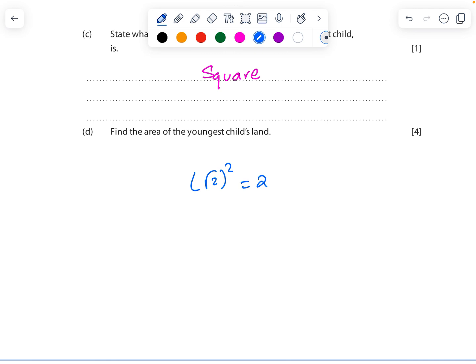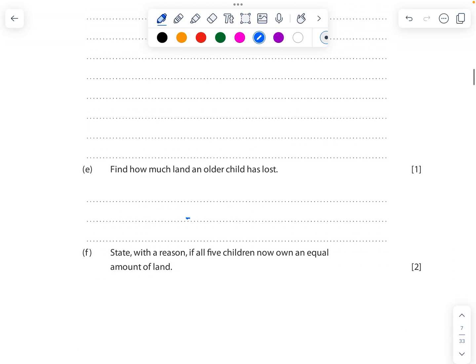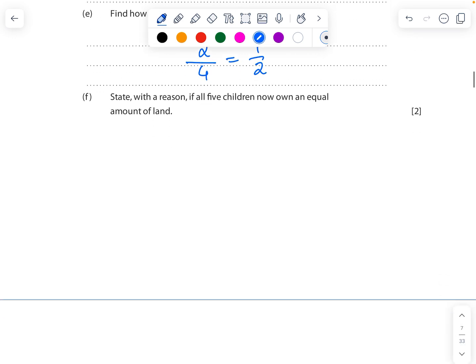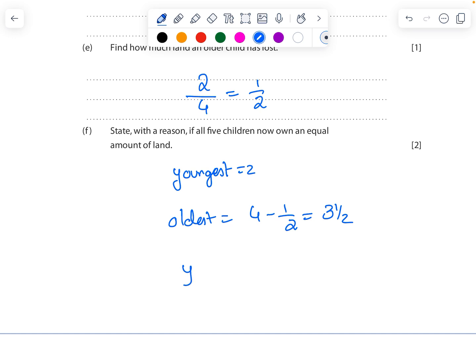Then find how much land the older child has lost. Originally they were having 4, now 2 has been lost, so 1/2. State or reason whether all children now own an equal amount of land. So we know that the youngest child will be holding 2. Now the oldest child, what will happen? Previously it was 4, now half is gone, so 3.5. So therefore we can see that the youngest child has less area.